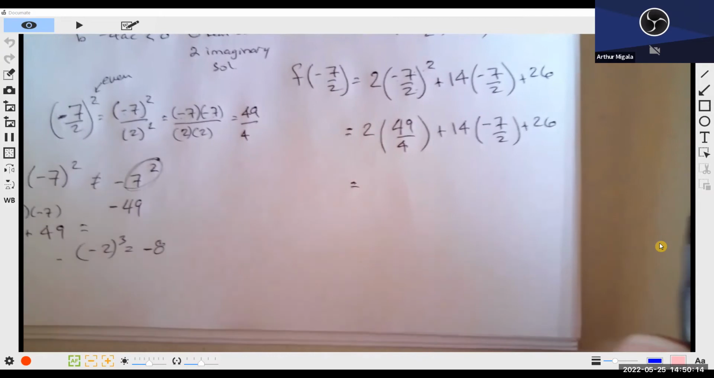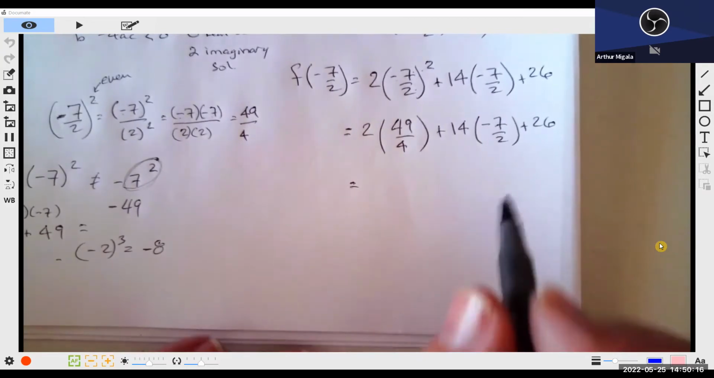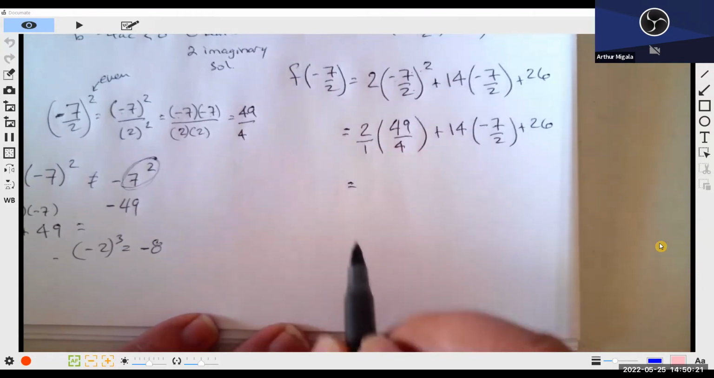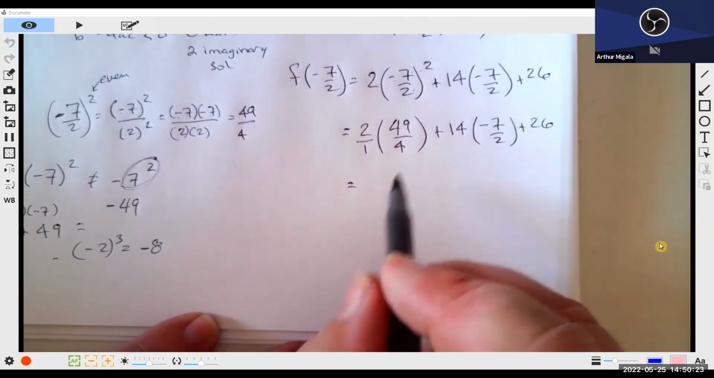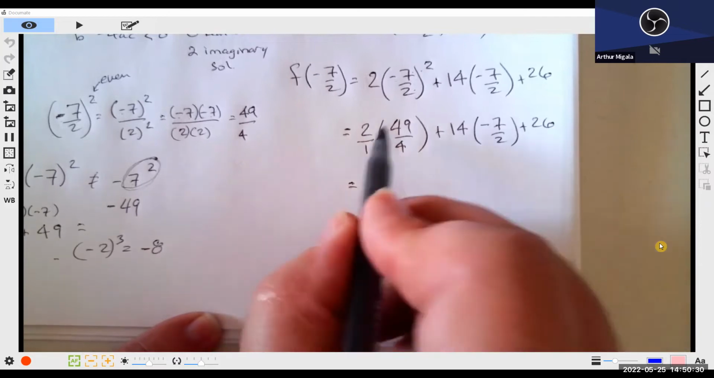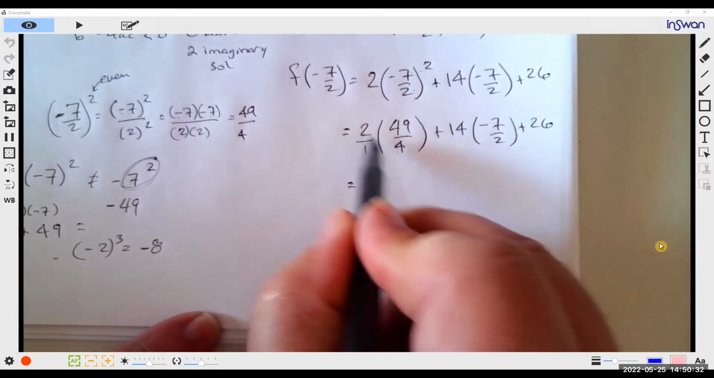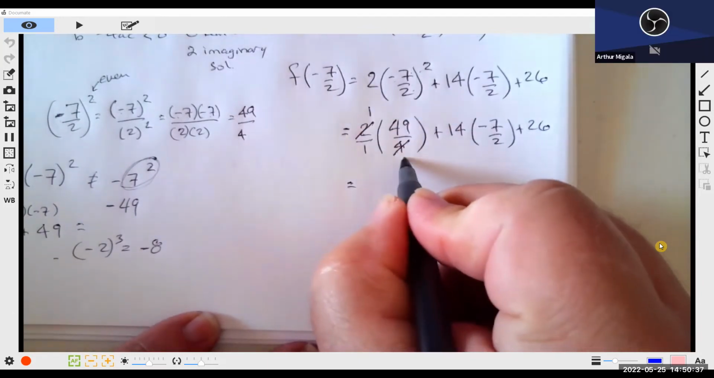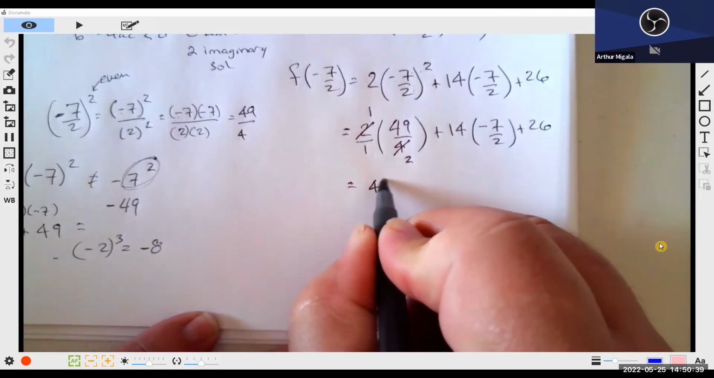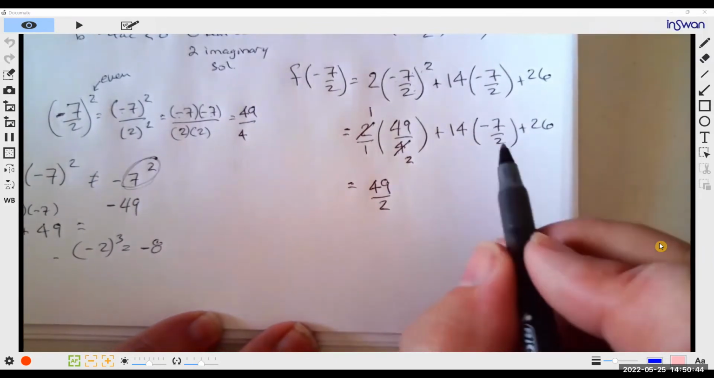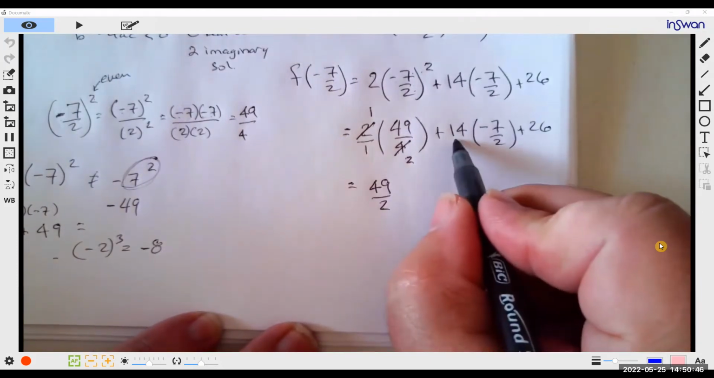All right, before we do multiplication, we have to reduce. Can anything reduce in this first fraction? Do you divide 49 by 2? No. Right now, can 2 and 4 reduce? Yes. 2 goes into 2 once, 2 goes into 4 twice. So that becomes 49/2. So those cancel. Okay. And the next one.